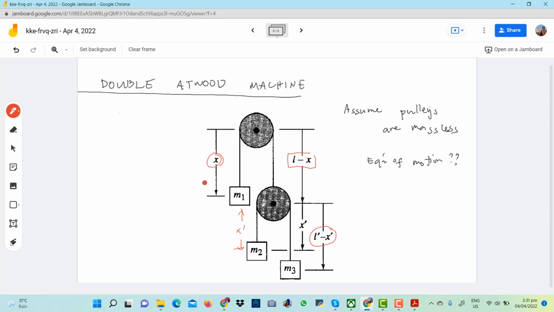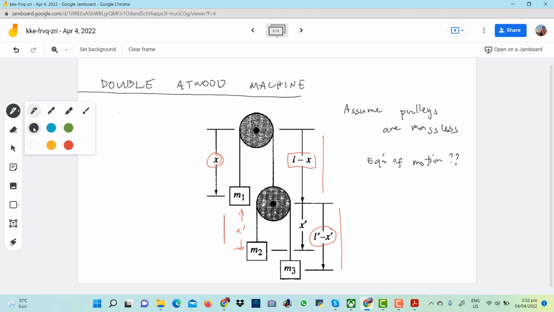This one is L prime minus x prime. This one is L prime minus x prime. This is L minus x. This is x prime. M2 is located x prime below the second pulley, while M1 is located x below the first pulley. Okay, so those are the locations. So as you can see, the location of M1 is just x.